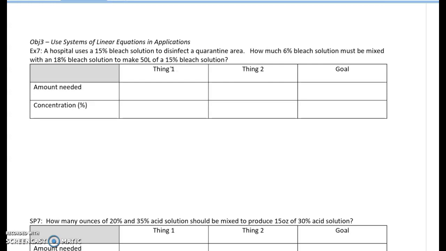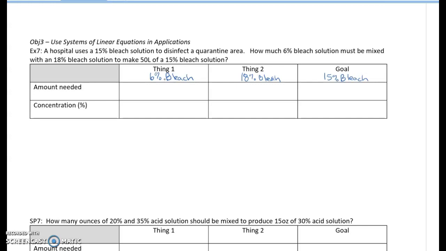So thing 1 in this situation is the 6% bleach, and you want to label whichever is thing 1 and thing 2, it doesn't matter which is which, so that when you finish the problem, you know which one is which. And then the other thing we're mixing is the 18% bleach. I think I spelled that wrong, bleach. And our goal is to have 15% strength bleach.